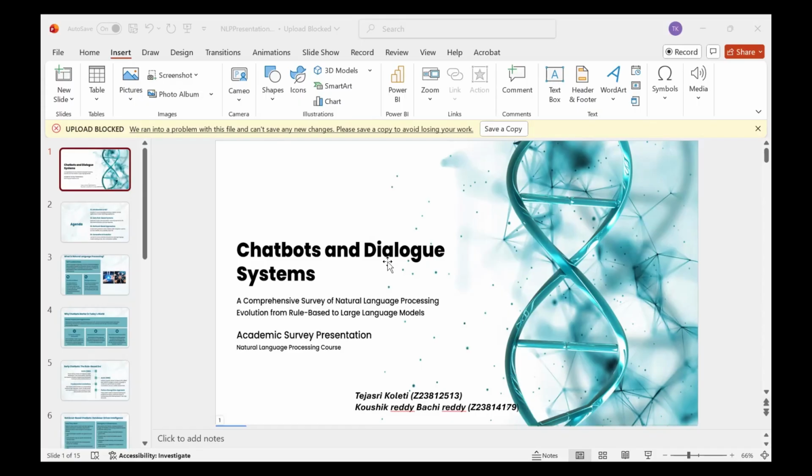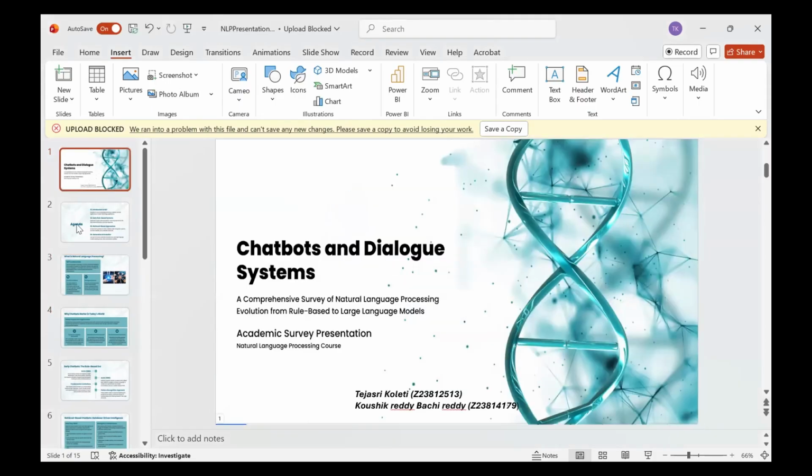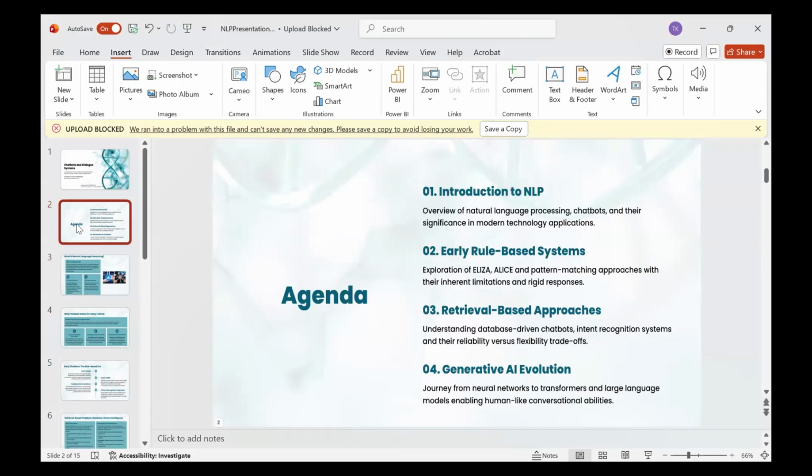Let's see our today's agenda. So here is an overview for today's presentation. We will begin with an introduction to NLP, defining what it is and how chatbots emerged as one of its most visible applications. Next, we will explore rule-based systems, including iconic examples like Eliza and Alice. And then we'll move on to the retrieval-based approaches, which introduce data-driven design and intent recognition. Finally, we'll cover the generative AI evolution, where neural networks and transformers give rise to the large language models capable of human-like conversations. Overall, we'll be discussing all these things.